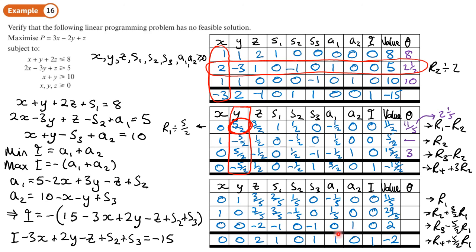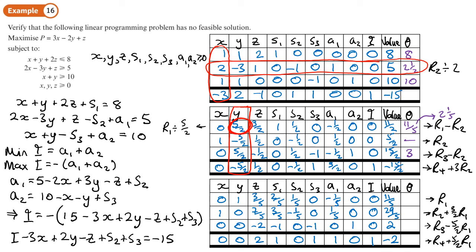Now notice there are no more negatives in the bottom row, so at this point we'd normally say, right, we've found an optimal solution, or we've optimized our objective function. But notice that the value of I is negative. Now when the value of I is negative, when we've got no other negatives in the bottom row, it means that there is no feasible solution.